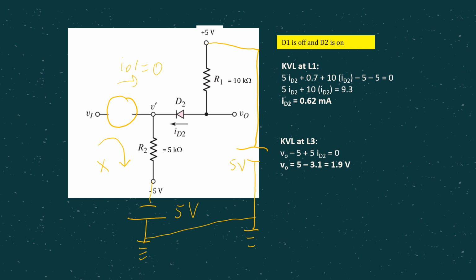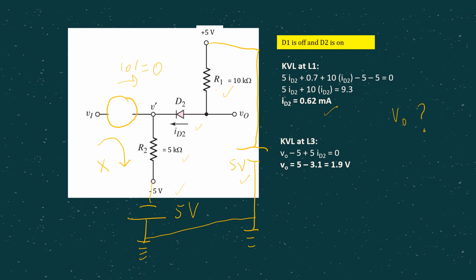So you can do the same KVL equation, 5ID2, plus 0.7, plus 10 ID2 minus 5 and minus 5 equals 0. So in this case, there is only one unknown, which is ID2. You can simply solve for it. ID2 is 0.62 milliampere, and obviously ID1 is 0. Then the next question just now is, what is the V0 value? V0 is the output voltage.